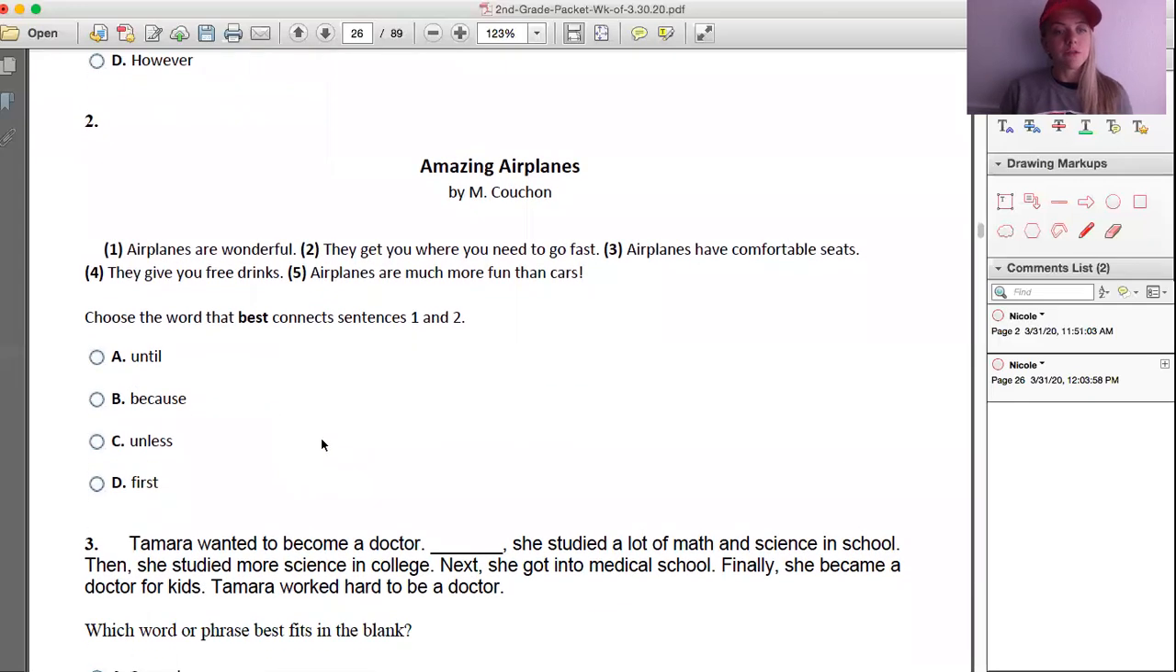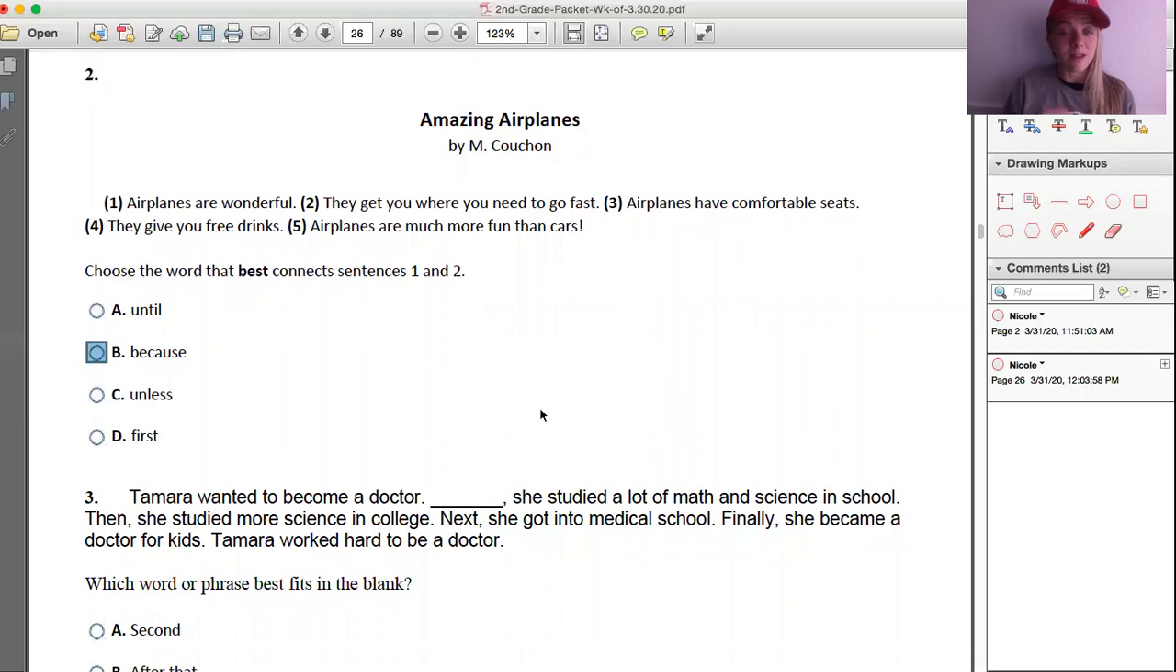Number 2 says, choose the word that best connects sentences 1 and 2. Airplanes are wonderful. They get you where you need to go fast. Airplanes are wonderful until they get you where you need to go fast. Airplanes are wonderful because they get you where you need to go fast. Airplanes are wonderful unless they get you where you need to go fast. Or airplanes are wonderful first, they get you where they need to go fast. You are going to say airplanes are wonderful because they get you where you need to go fast.